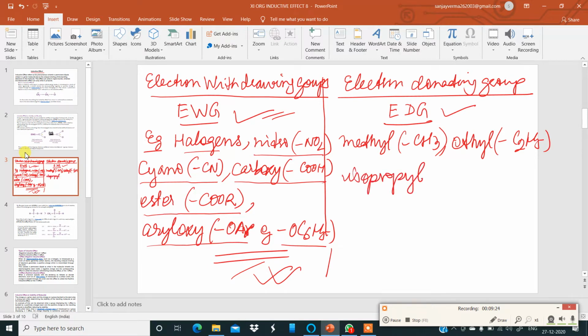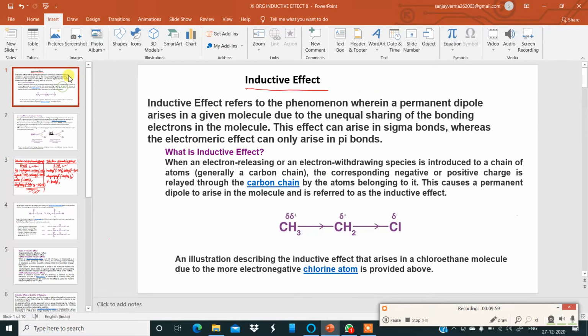The formula is CH3, okay. Then there is tertiary butyl, okay, are some examples of electron donating groups. Okay, so before starting this part of the chapter, before talking about inductive effect, I thought it was very important for you all to understand about these electron withdrawing groups and electron donating groups. Okay, now let us go to the main topic in this chapter.